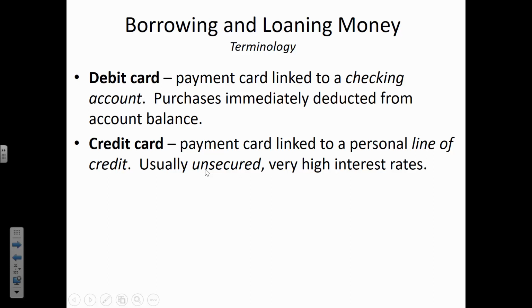The banks generally charge really high interest rates. Maybe, if you have some special promotional rate and you're a preferred customer, maybe 16% per year. But they go up from there. 29, 30% wouldn't be unheard of on an annual basis for a credit card. And the largest part of the reason why the interest rates are so high is because it's unsecured. There's no collateral.